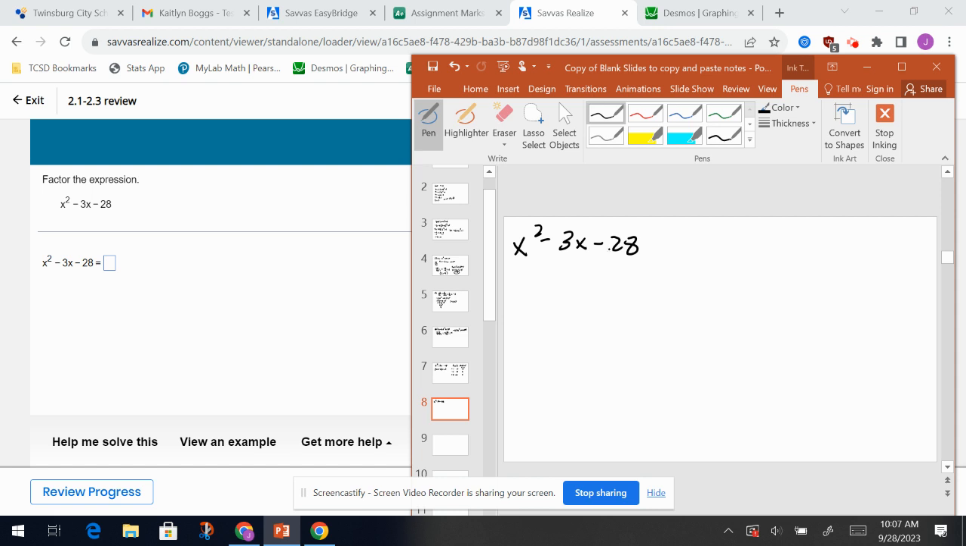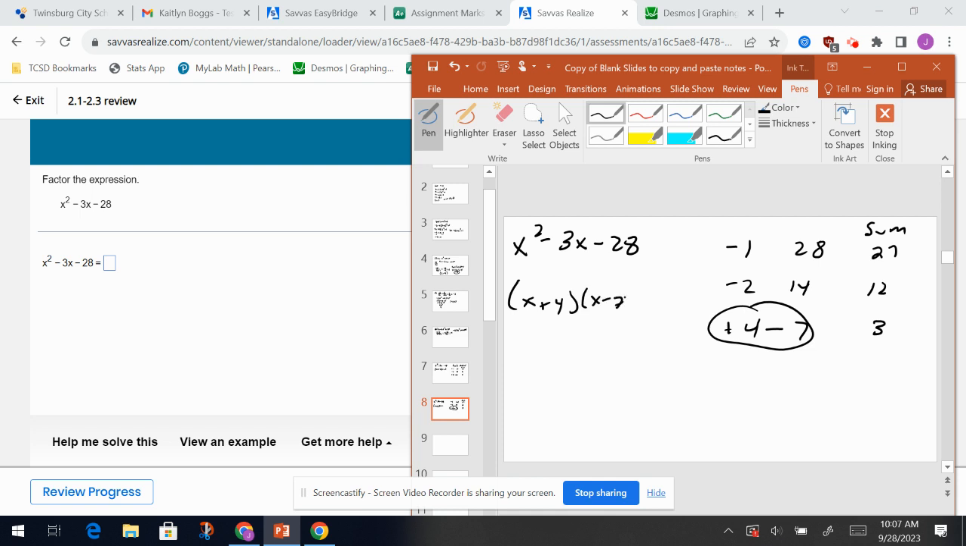So I'm going through the numbers that multiply to 28. And again, I'm doing all this in my head. I'm just writing it down to show you. Negative 1 and 28, the sum of that would be 27. Negative 2 and 14, the sum of that would be 12. It's not divisible by 3. 4 and 7. Positive 3. So same thing. I got the number there. I just got to switch these signs up, and it would be a plus 4. So x plus 4, x minus 7.